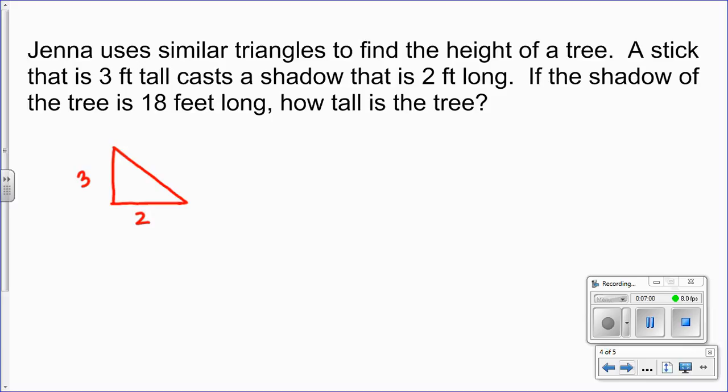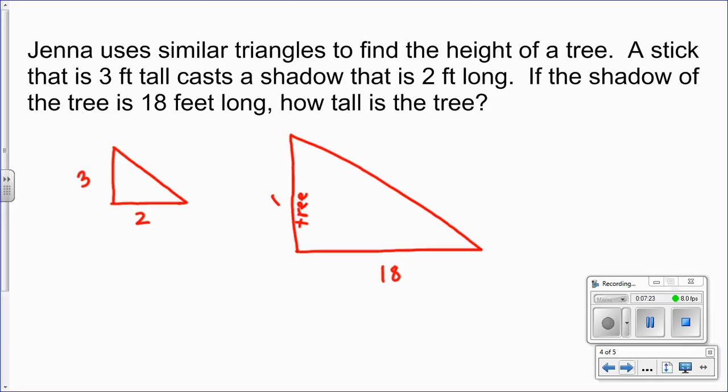The shadow of a tree is 18 feet long. Okay, so there's my tree. Here's its shadow. Okay. How tall is the tree? So I want to know this piece here.